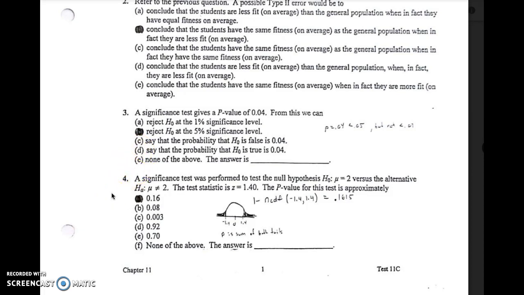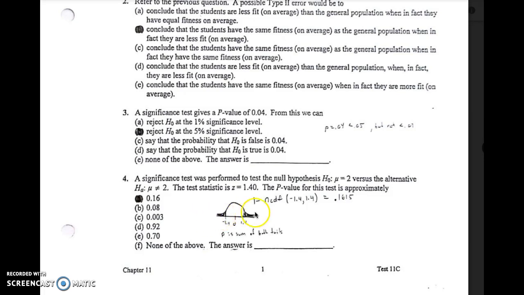For number 4, it says the significance test was performed to test the null hypothesis H naught is mu equals 2 versus the alternative hypothesis mu does not equal 2. The test statistic is 1.4. The p-value for this test is approximately what? So because this is a two-sided alternative test, because it's not equal instead of just greater than or less than, your test statistic of z being 1.4, you need to place that on a normal curve and show 1.4 and negative 1.4. And the p-value for this problem would be anything that's greater than 1.4 or less than negative 1.4.